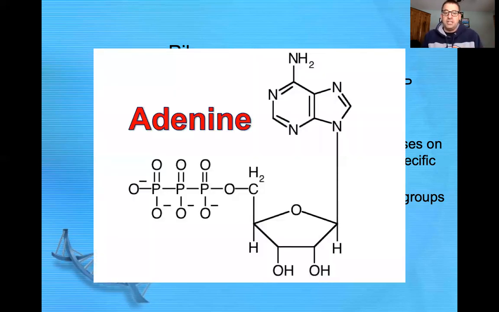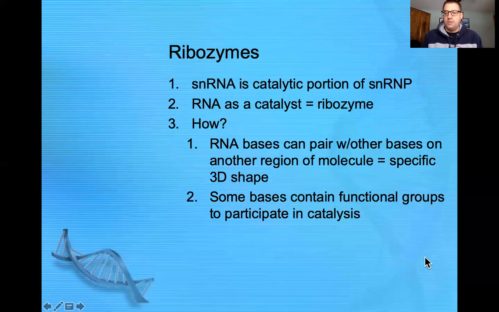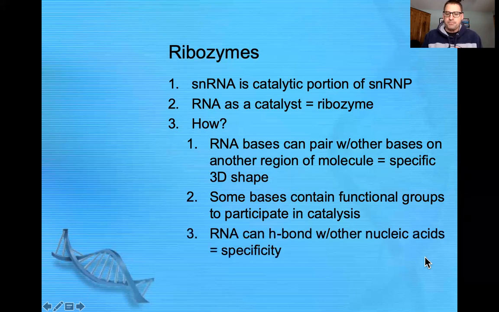catalyze a reaction. For example, in the adenine molecule here, we see the amino group right here. We've got hydroxyl groups down here on the sugar. So we've got all these functional groups that are capable of forming these weak interactions like hydrogen bonds with their substrate. So RNA can hydrogen bond with other nucleic acids, and so there is some specificity there.